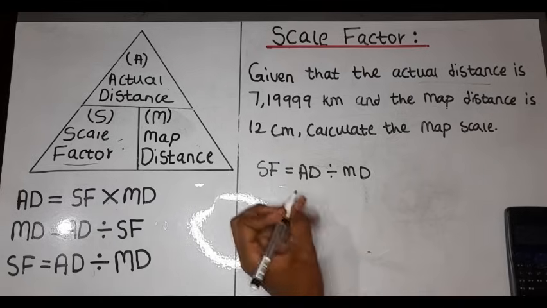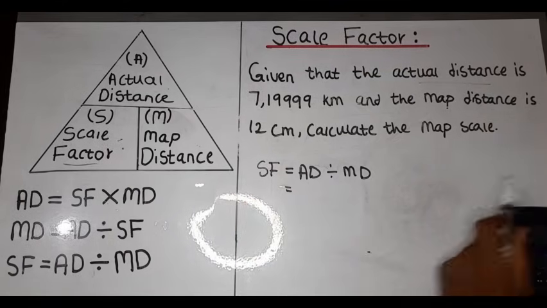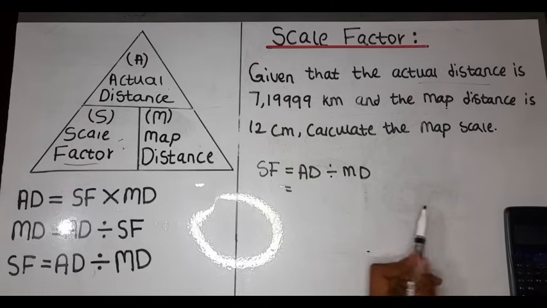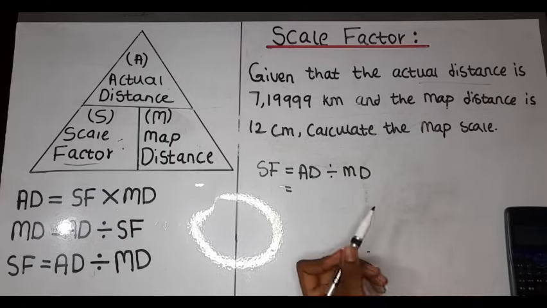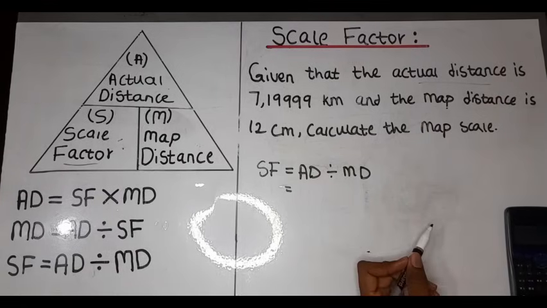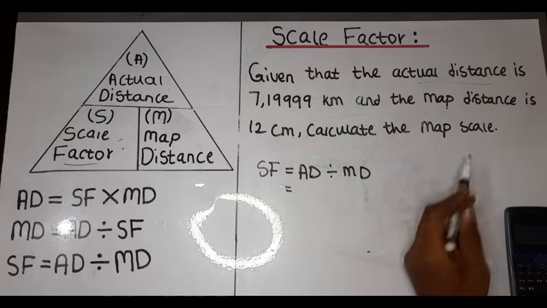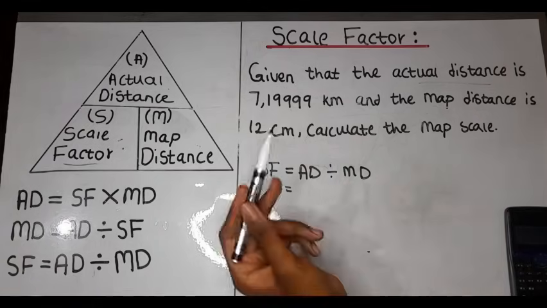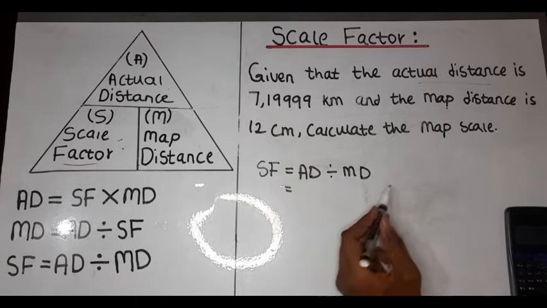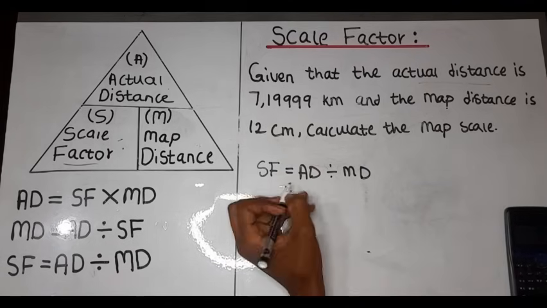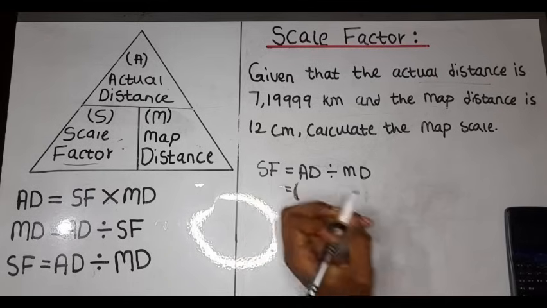So the actual distance is in kilometers and the map distance is in centimeters. And we cannot divide kilometers by centimeters. We have to divide the same units, right? So we have to divide centimeters by centimeters. That means that we have to take our actual distance and convert it to centimeters and then divide it by the map distance. So we're going to convert our actual distance into centimeters first.